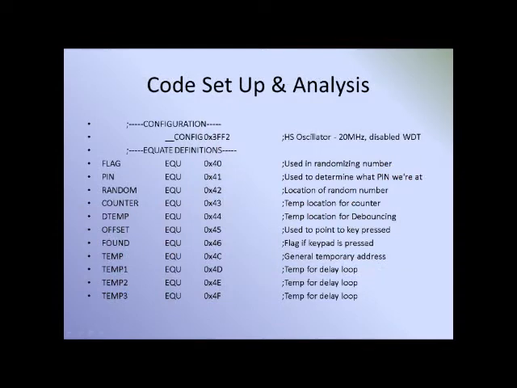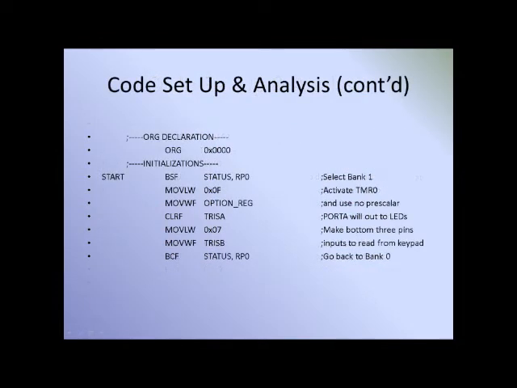To begin the code, we need to initialize the port and the timer registers. TRIS A is completely cleared to make them all outputs since we only use the LEDs here. In TRIS B, we set 07 hex to make the bottom 3 bits inputs, while the rest should be outputs. The inputs read the column values from the keypad.